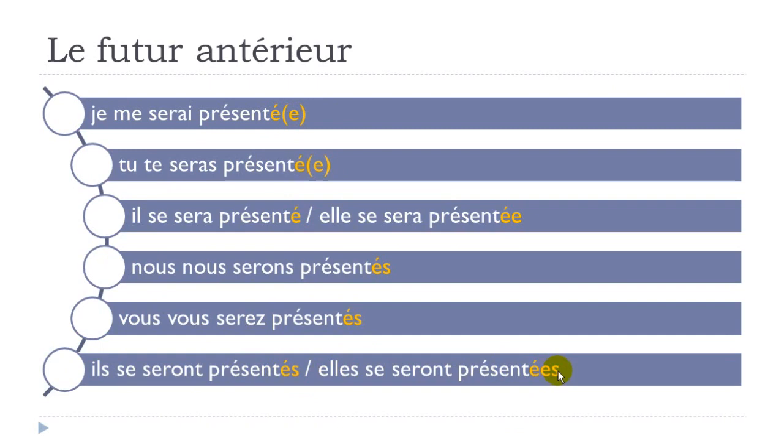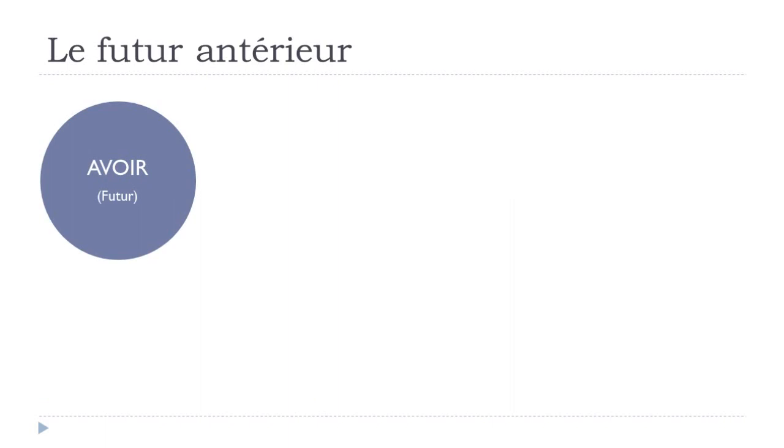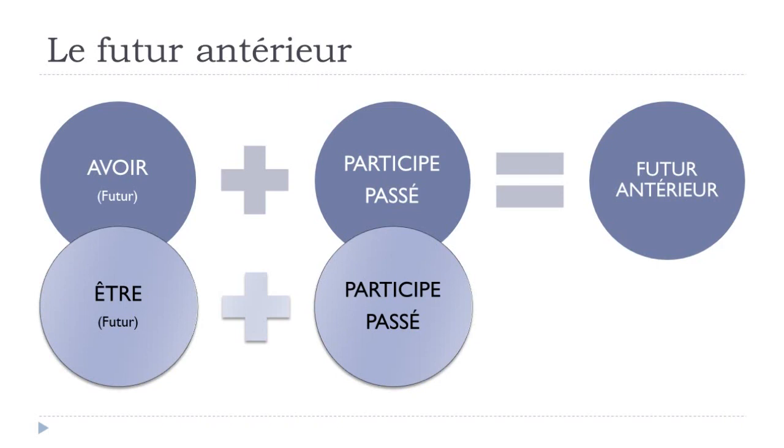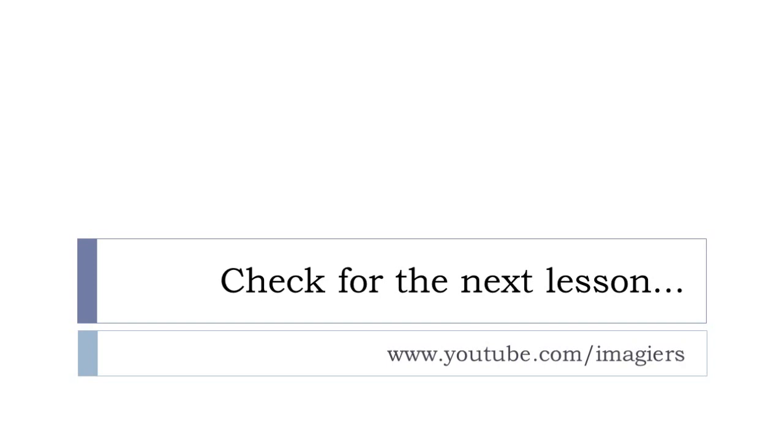So, keep in mind that if you want to construct this futur antérieur, it should be first avoir at the future form, then your participe passé, and you will get a beautiful futur antérieur. In some cases, être au futur plus participe passé, and then you will get your futur antérieur. I hope it was clear.